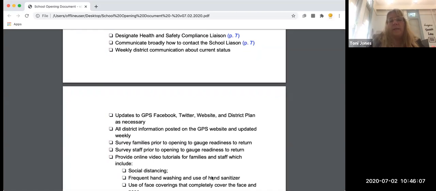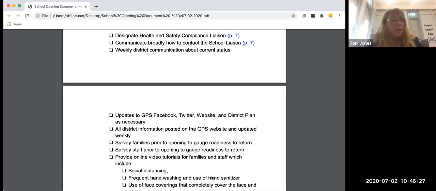We have a weekly district communication about our current status. In the height of COVID, it was several times a week, just to keep everybody very well informed. Right now, it's once a week. And we have updates to Facebook, Twitter, website, and our district plan when necessary. This plan could change at any point in time.